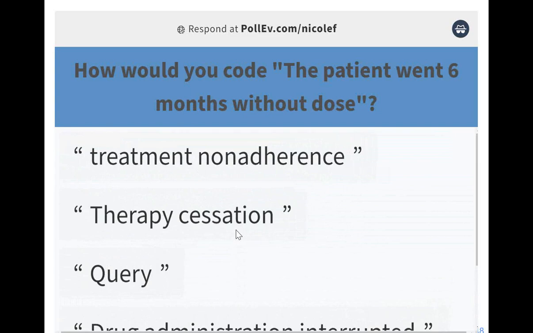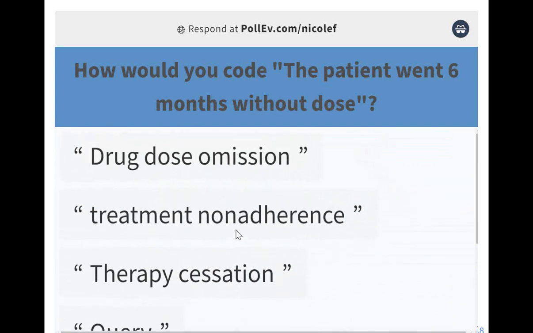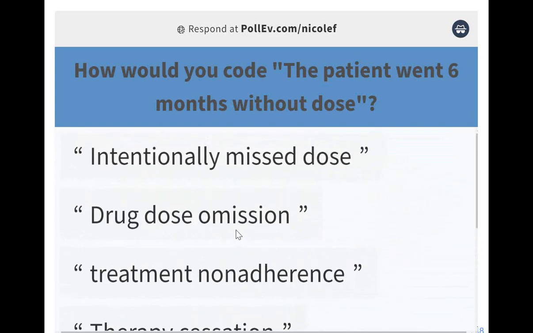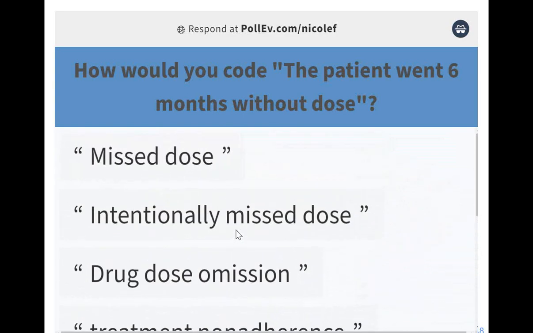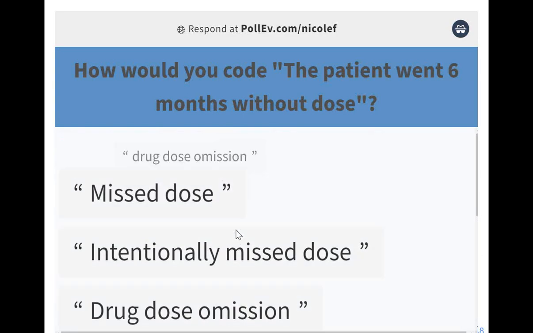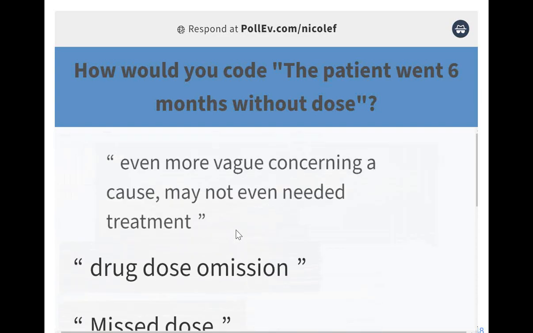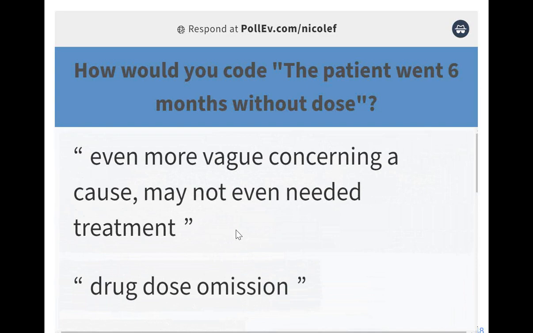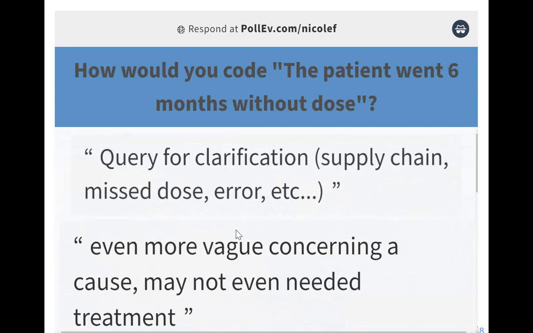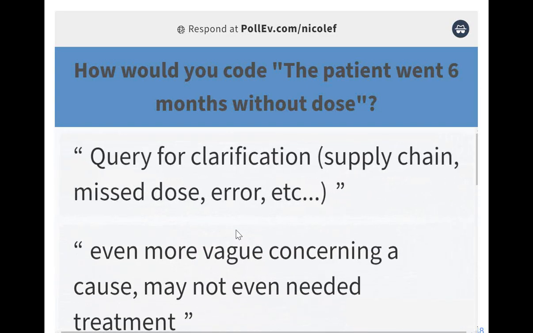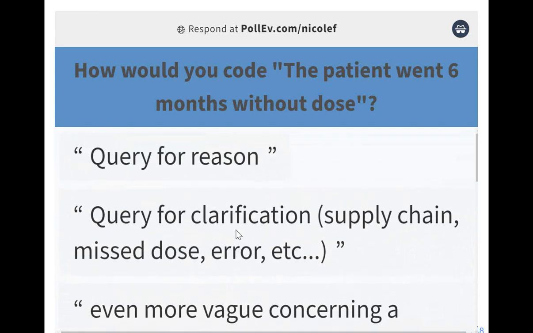Query. Drug dose omission. Intentionally missed dose. Okay, that's an interesting one. In the actual reported term, I personally don't see if it was intentional or non-intentional. But we do know the patient went a total of 6 months. Even more vague concerning a cause, may not even need a treatment.